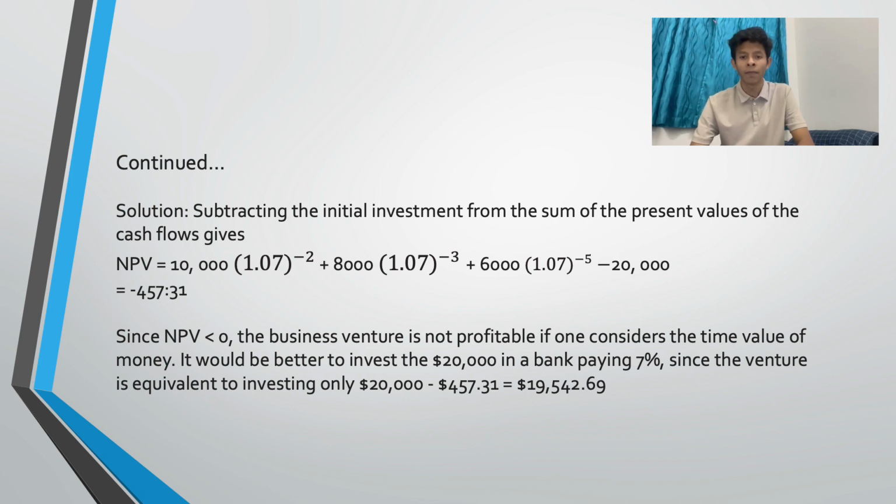Since the net present value is less than 0, the business venture is not profitable if one considers the time value of money. It would be better to invest 20,000 in a bank paying 7%, since the venture is equivalent to investing only 20,000 minus 457.31, equal to 19,542.69.